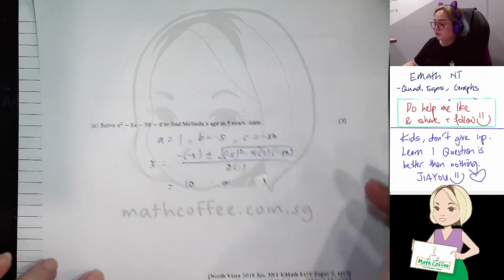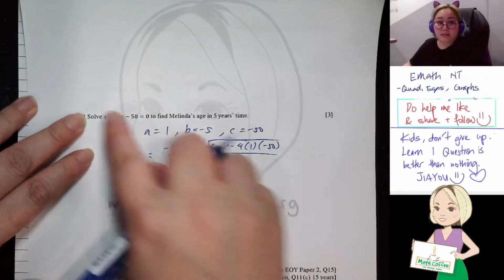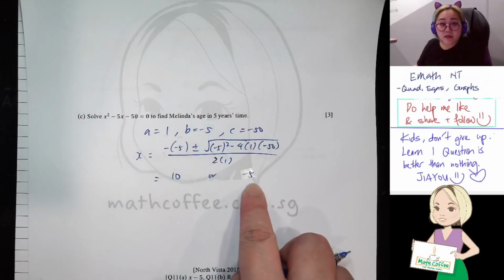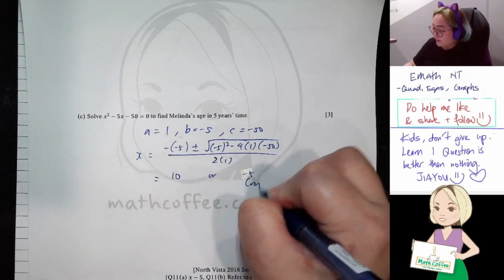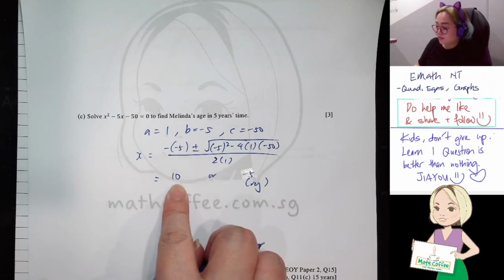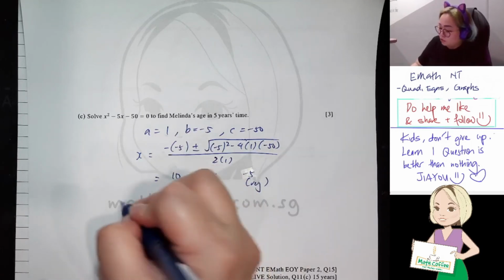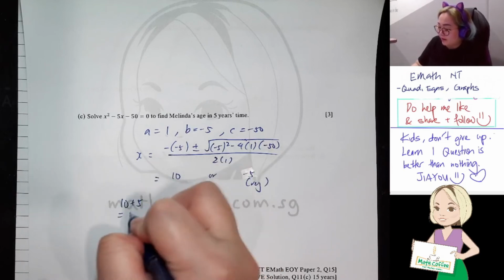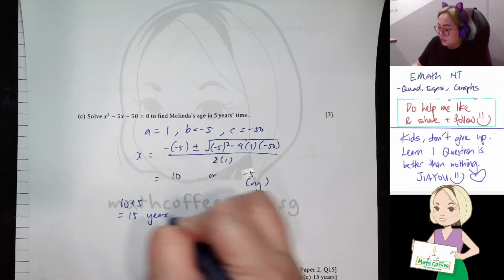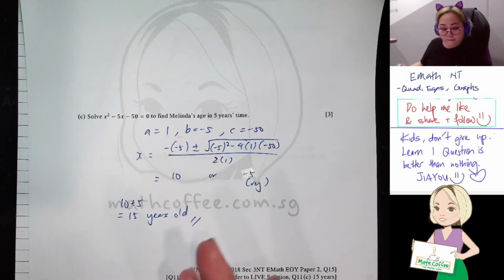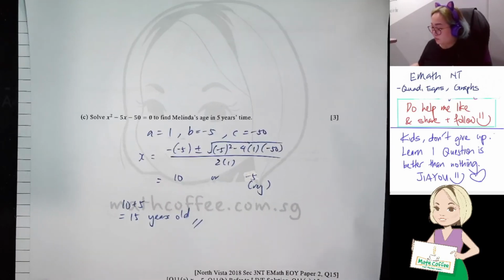In this case, because this question asks you to solve and at the same time also find Melinda's age in 5 years time, you can reject the negative because it's not possible if Melinda is negative 5 years old. So you will reject here. So you know that Melinda is 10 years old, but they want Melinda's age in 5 years time. So just do one last step, 10 plus 5, so it's 15 years old. Okay, so that is for part C. That's how you solve that.